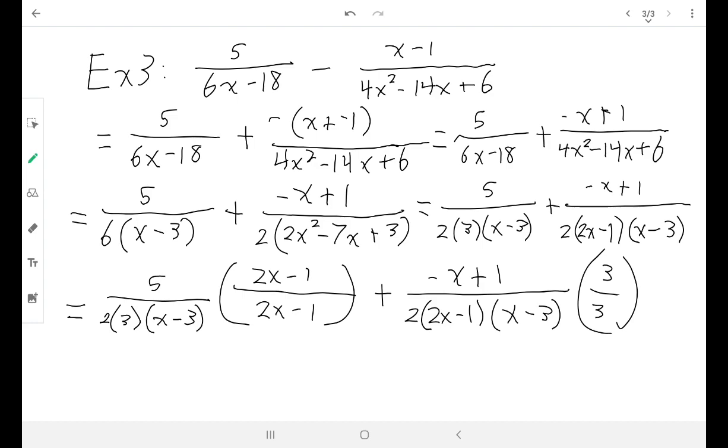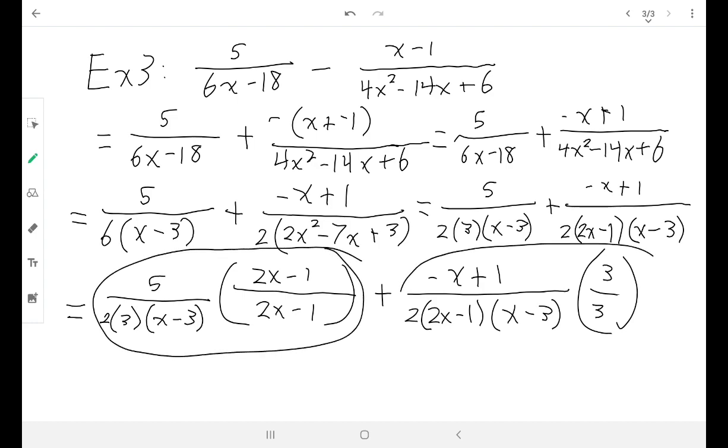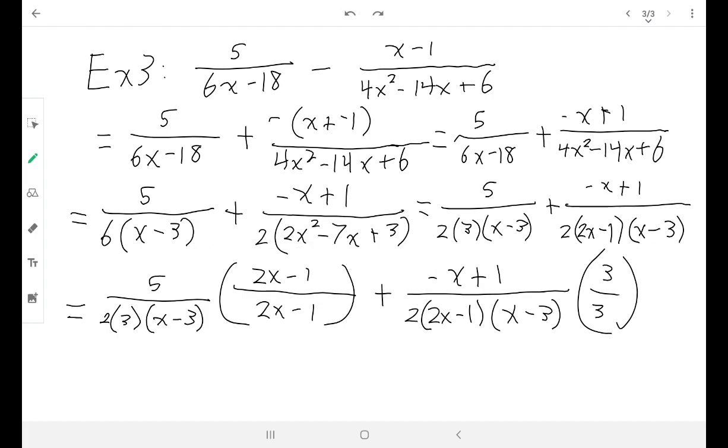And so now if you look between what we're going to have on the bottom here and what we're going to have on the bottom there, we'll have 2, 2, 3, 3, x minus 3, x minus 3, and 2x minus 1 and 2x minus 1. So everything's going to have the same stuff, and that's, of course, what I really needed.